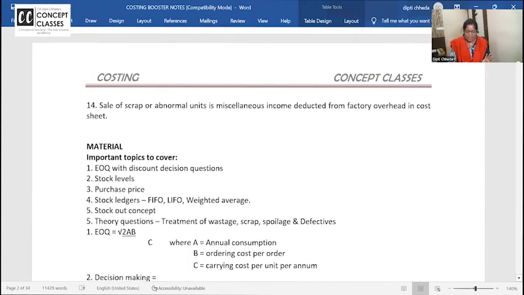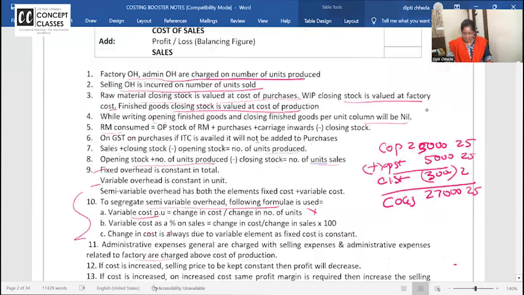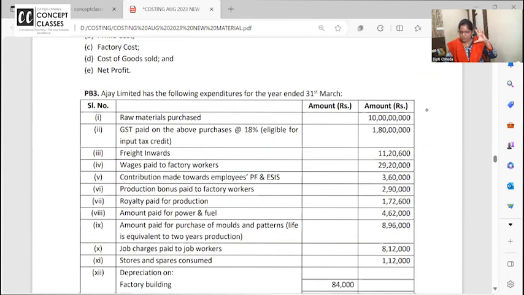And last is sale of scrap or abnormal units. It will be taken as miscellaneous income. So with this, in my way, I have concluded this. One more thing in the material, just have that mindset: what kind of questions are there? Once you know the format, now you know the pitfall.